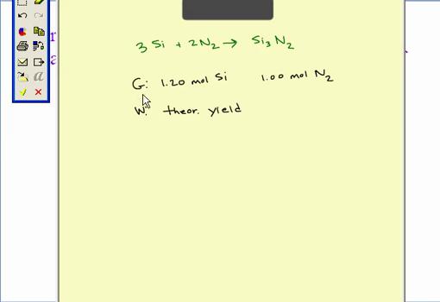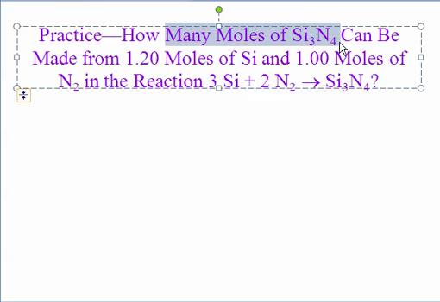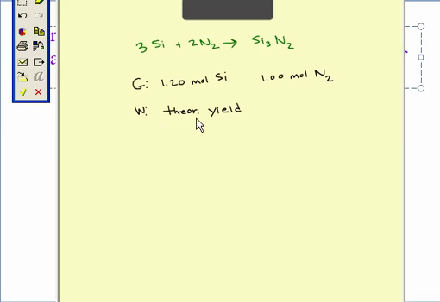So let's start out by writing what we're given: 1.20 moles of silicon, 1.00 moles of nitrogen, as well as our balanced equation. And what we want is our theoretical yield. How many moles of trisilicon nitride can be made? So that's our theoretical yield. That's the most that can be made. So when we're looking for a theoretical yield and we're given 2 reactants, we've got to see which reactant is going to give the least. Just like when we're looking at the pancakes, which ingredient gave the least amount of pancakes?